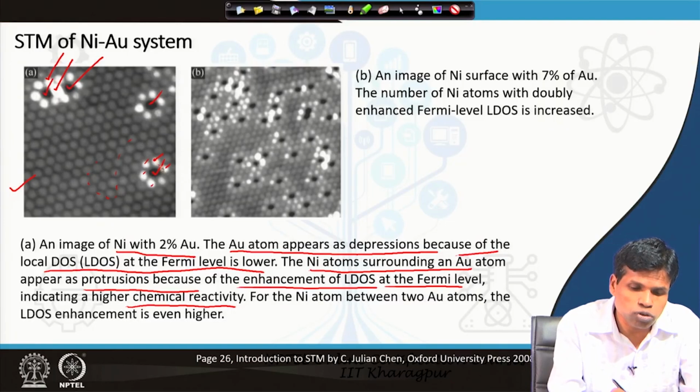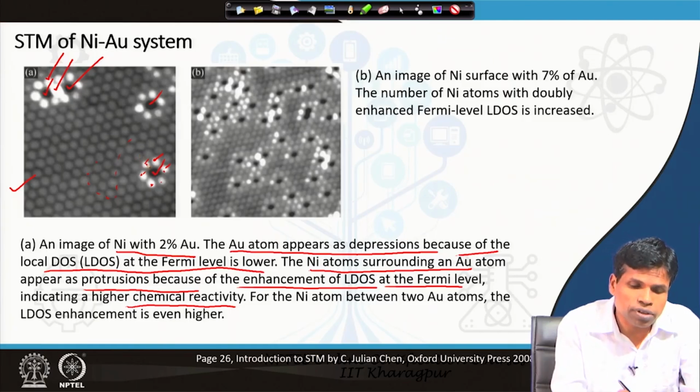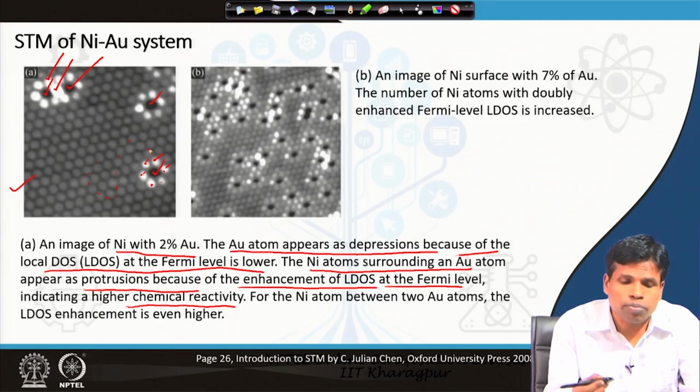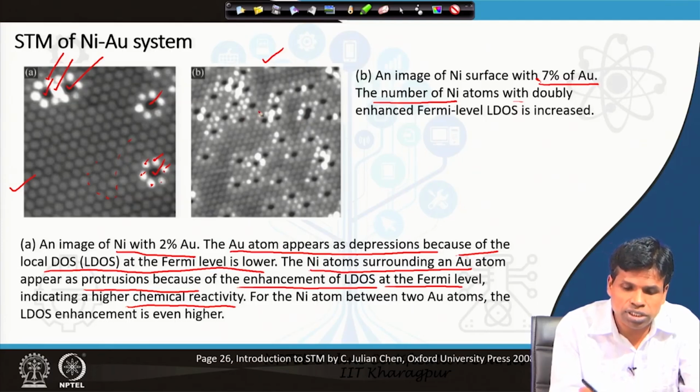Therefore, the atoms which are close to the gold atom are not the normal nickel, but rather they undergo some changes. Therefore, they are showing a much higher density of states. And in the second image, this is a 7% gold sample, the number of nickel atoms enhanced is quite large, because the number of gold atoms is much higher.